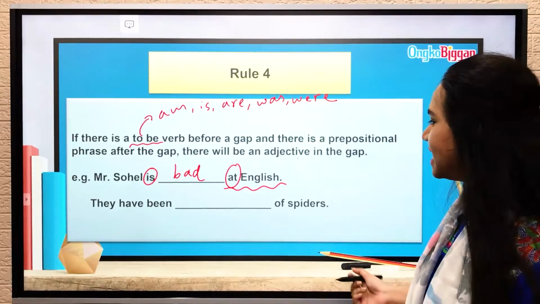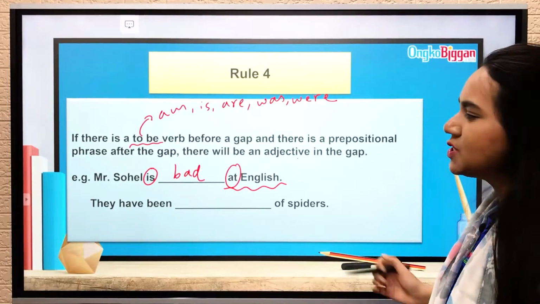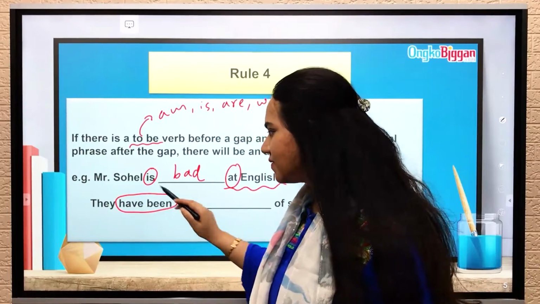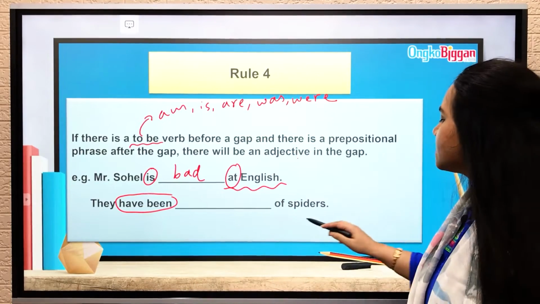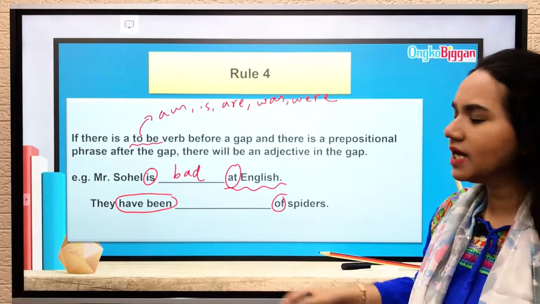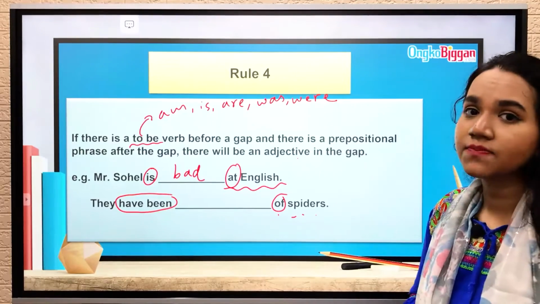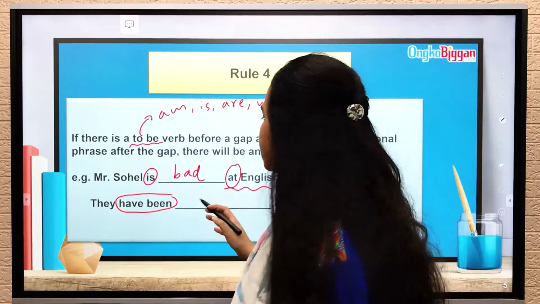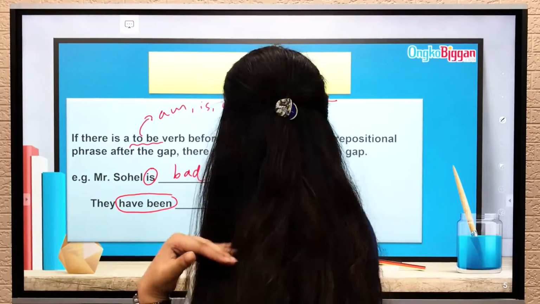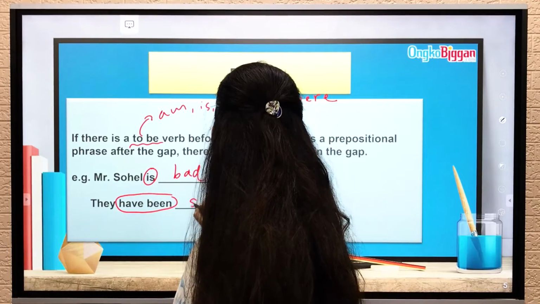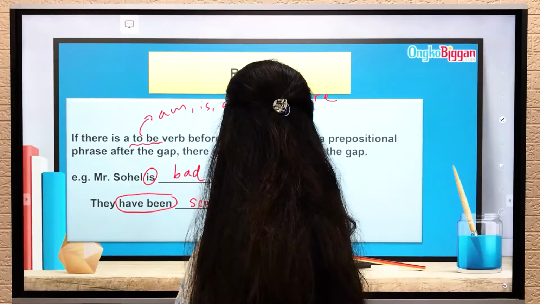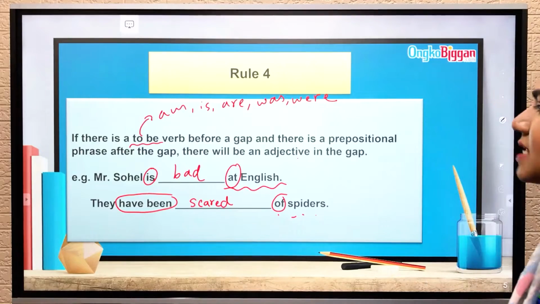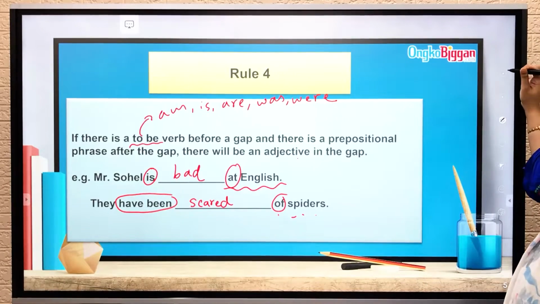Interesting, no? Then we see, they have been dash of spiders. So have been is once again an auxiliary verb. And then we see of spiders. Here of is a preposition and the entire thing is a prepositional phrase. So what will we put here? So we can say that there has to be an adjective. So they have been scared of spiders, right?